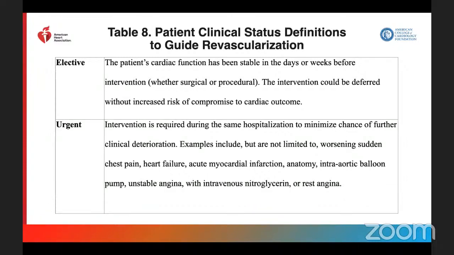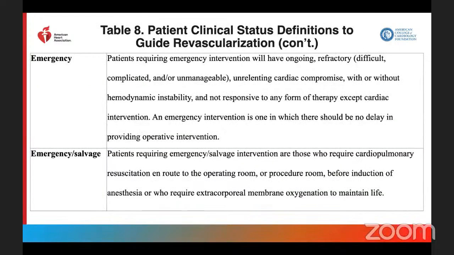nitroglycerin or rest angina. In emergency, the patient requires emergency intervention when having ongoing refractory, difficult, complicated, or unmanageable, unrelenting cardiac compromise with or without hemodynamic instability and not responsive to any form of therapy except cardiac intervention. An emergency intervention is one in which there should be no delay in providing operative intervention.